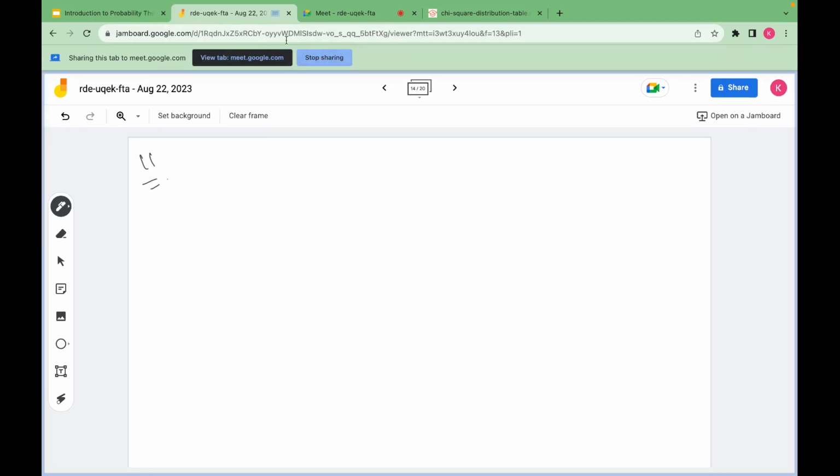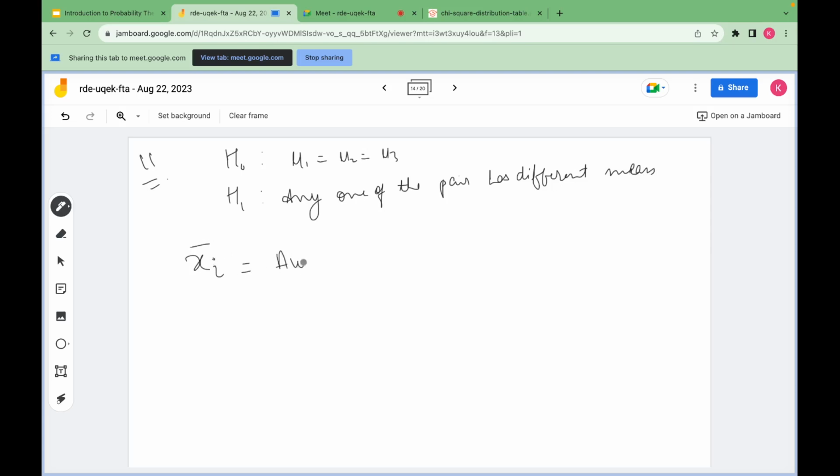Okay, so in such questions the null hypothesis will be that mu1 is equal to mu2 equal to mu3. H1 is any one of the pairs has a different mean. Okay, so in this question what we will do, first we will calculate the average of each group.